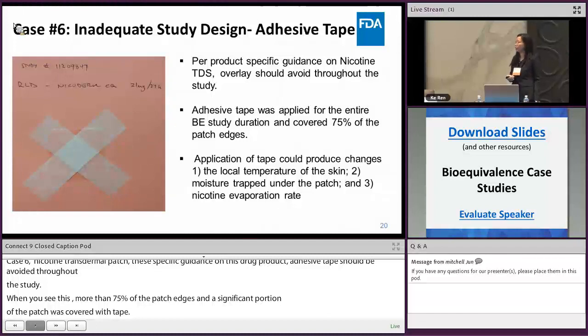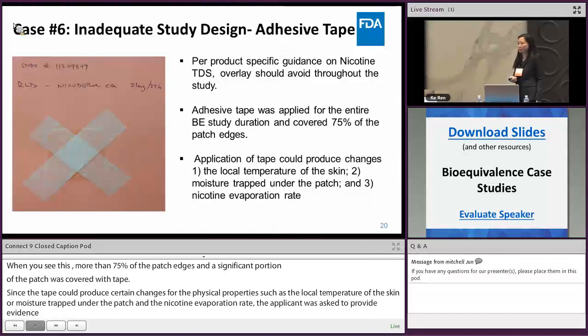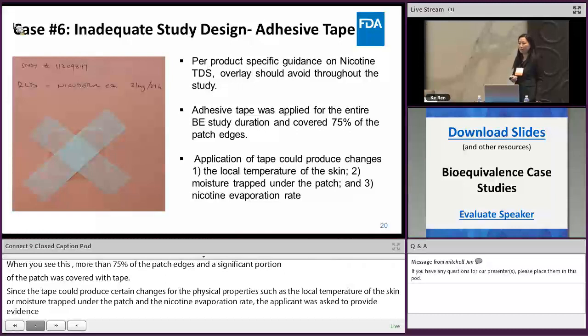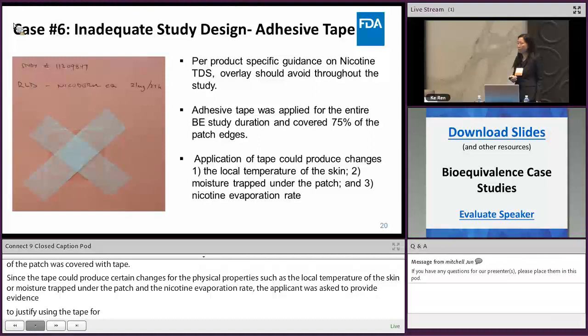The applicant was asked to provide evidence to justify that using the taping for the entire study does not impact the BE determination of the test product under normal clinical conditions of use.